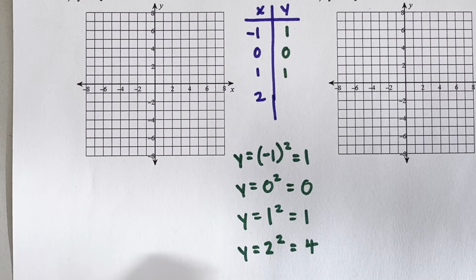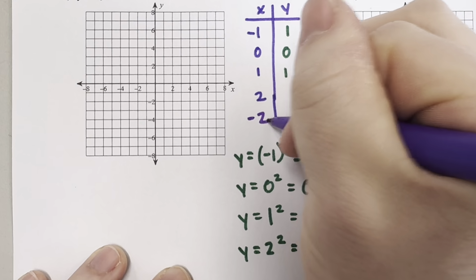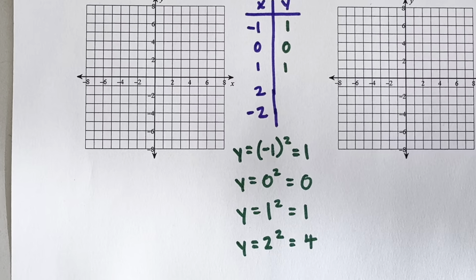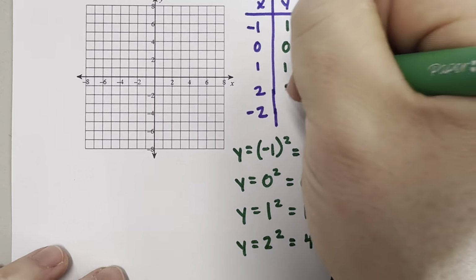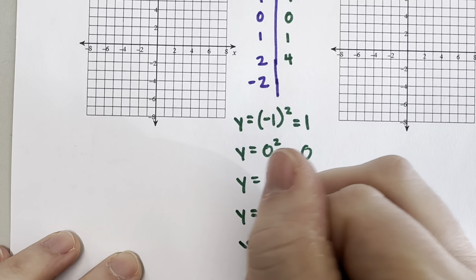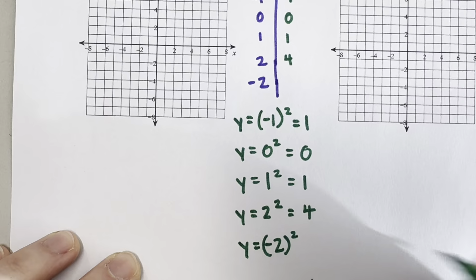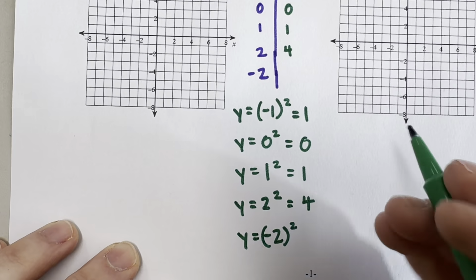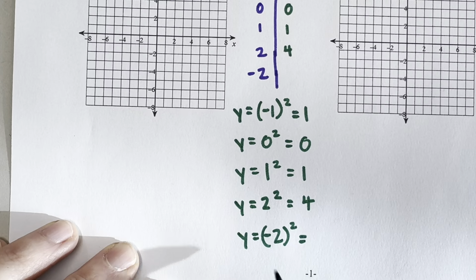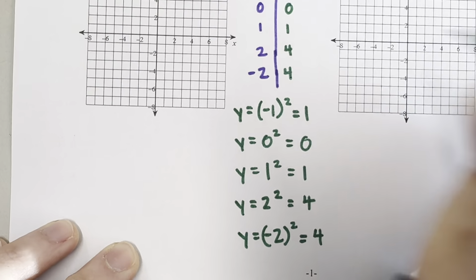Okay, and I actually want to add one more that I want to plug in just so we could see it on the graph. I want to see what I would get if I were to plug in a -2. When I plugged in a +2, I got +4. Let's see what I get when I plug in a -2. So y equals -2, and I'm going to put this in parentheses because the entire negative is squared. Well, I know that negative times a negative is going to be a positive, 2 times 2. So again, +4.